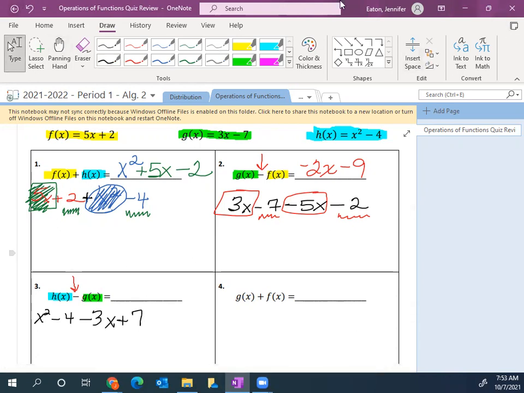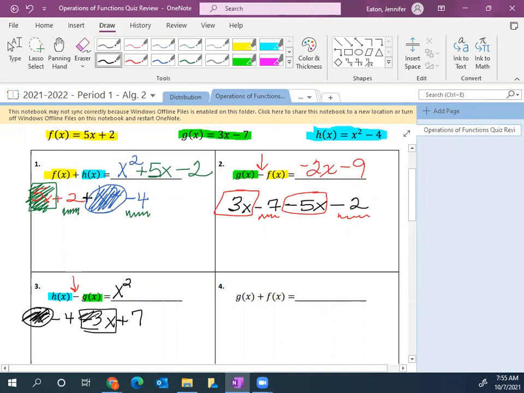Now you can take a minute and collect those like terms. So we have x squared, our first one. There's no other x squareds. We have minus 3x, no other, just plain old x's. So that's our second one. We've used both of those. We see these are both just plain numbers, so they're like terms. Negative 4 plus 7 is positive 3. So that's our answer to number 3.